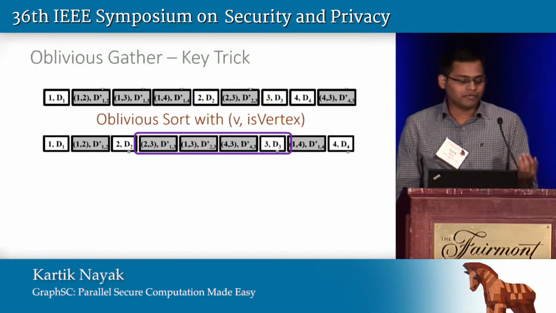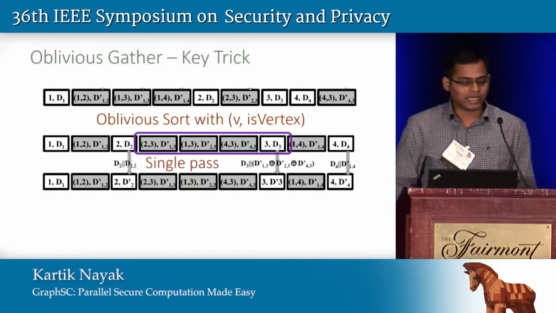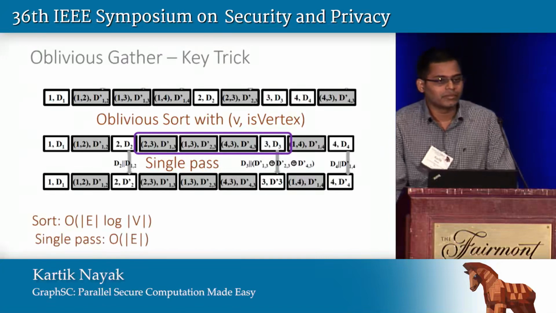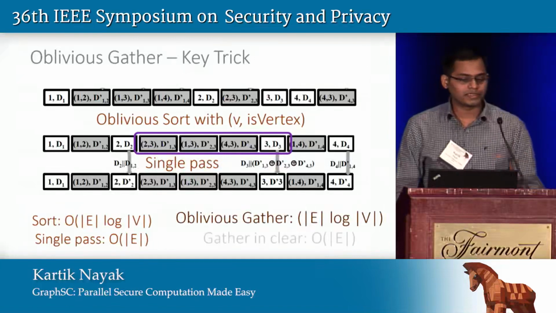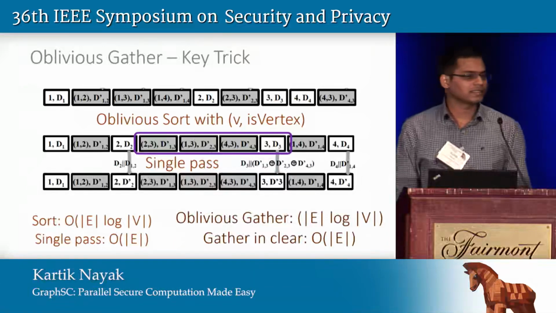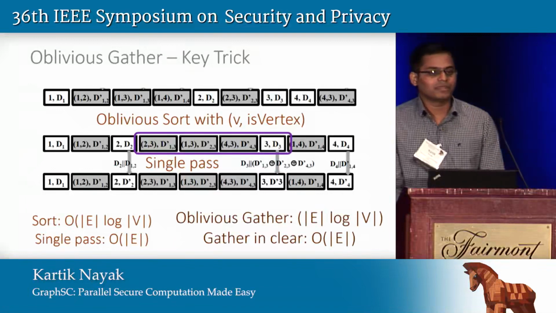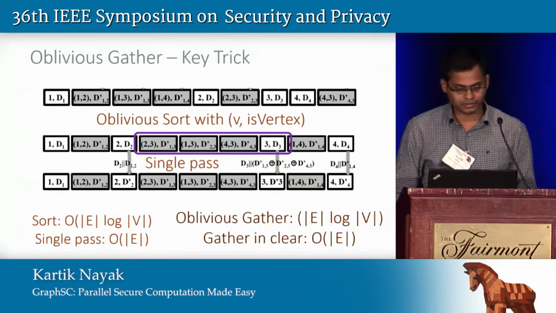And now, if you have a single processor, if you perform a single pass from left to right, you can perform this aggregation. The sort operation requires order E log V time, whereas the single pass requires order E time, which means we can perform the oblivious gather operation in order E log V time. And in comparison, in clear text, you can do it in order E time. If you were to parallelize this, oblivious sort is trivially parallelizable, whereas the single pass you can parallelize using a generalized hypercube sum. Since we are short of time, I will not go into the details of that. You can refer to the details in the paper.